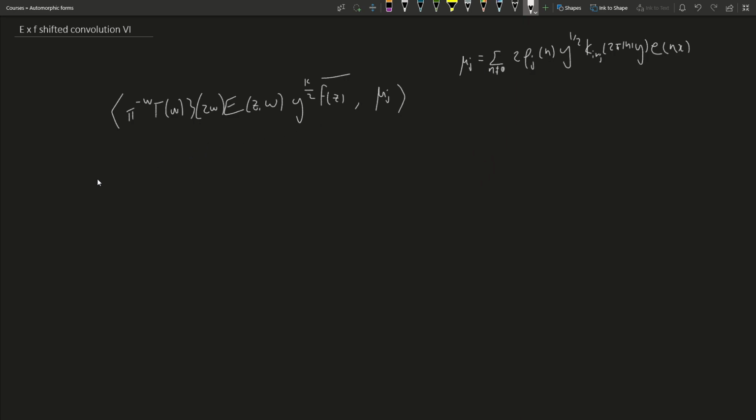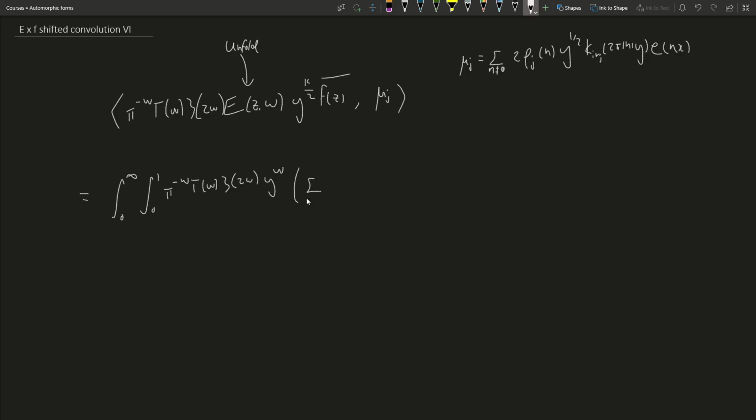And here, when we unfold the Eisenstein series, we get this integral. Y goes from 0 to infinity, X goes from 0 to 1 of pi to the minus w, gamma of w, zeta of 2w, and then this will just be a y to the w after unfolding. And then we have the Fourier expansion of this piece.